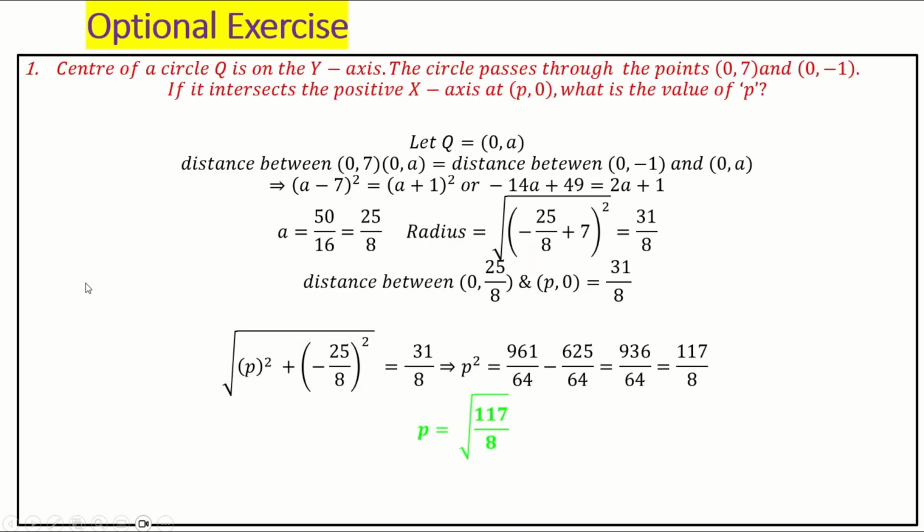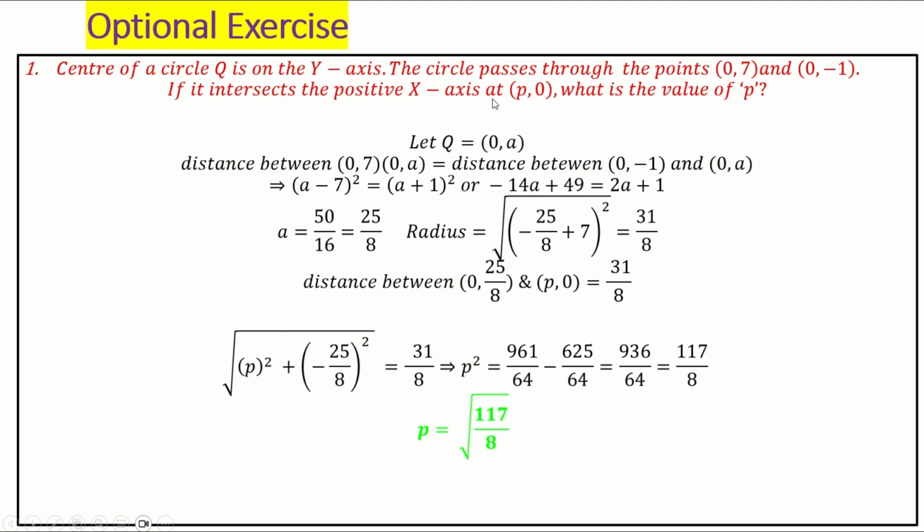Next, optional exercise. The center of a circle Q is on the y-axis. The circle passes through the points 0, 7 and 0, minus 1. If it intersects the positive x-axis at p, 0, what is the value of p?